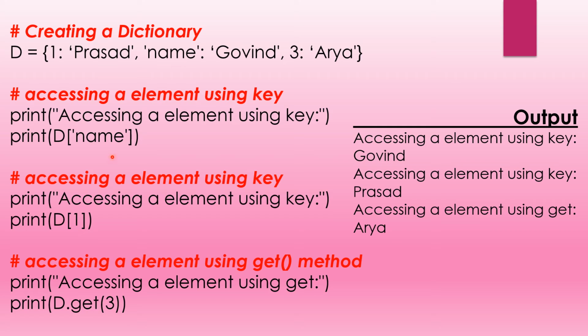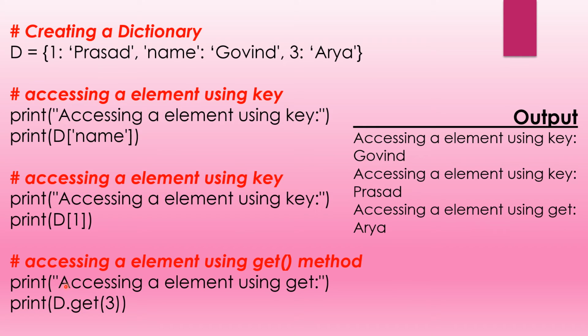Now we are doing the same with another key. So here we have written accessing an element using key. So print d1. So the value of key 1 is Prasad. This 1 is the key and Prasad is its value. So you can see here the output is Prasad.